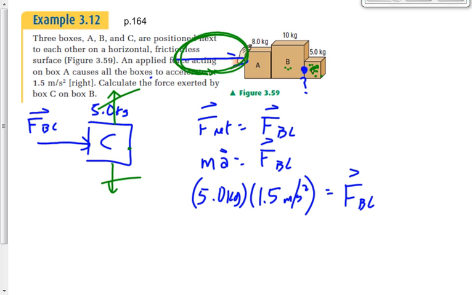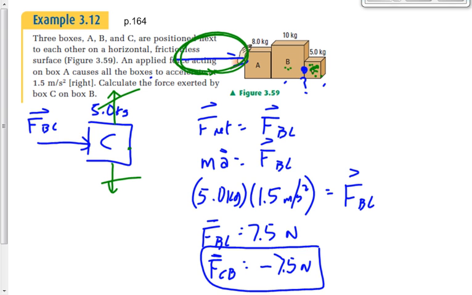Look at that, we can solve for FBC. 5 times 1.5 is 7.5. FBC equals 7.5 newtons. Now, here's where Newton's third law comes in. That's not what I was looking for. I wasn't looking for the force of B on C. I was looking for the force of C on B. If the force of B on C is 7.5 newtons, what's the force of C on B? Right? Negative 7.5. So let's say that FCB is negative 7.5 newtons, or 7.5 to the left. Is that okay?